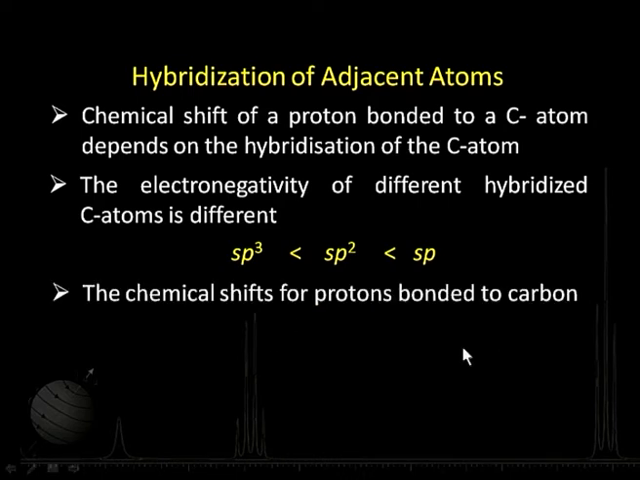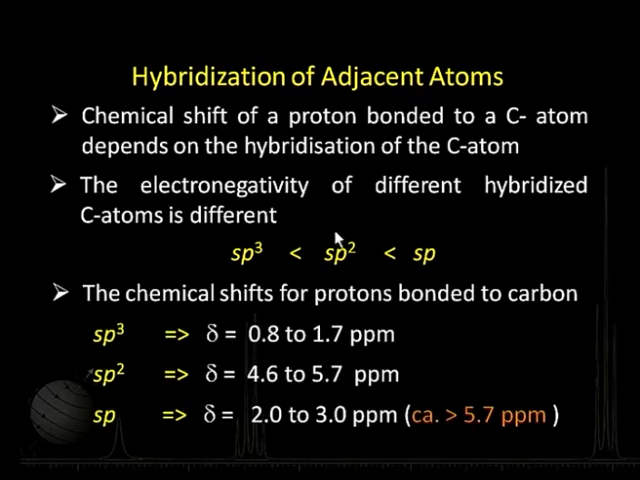Let us see. What you find is that any proton which is attached to a carbon atom having sp3 hybridization typically has delta values of about 0.8 to 1.7 ppm.